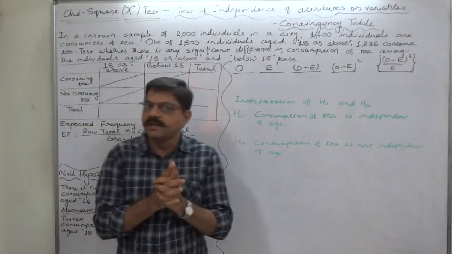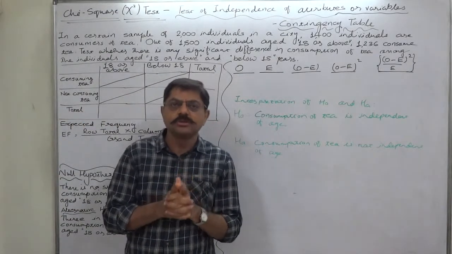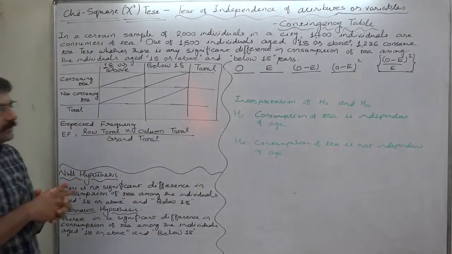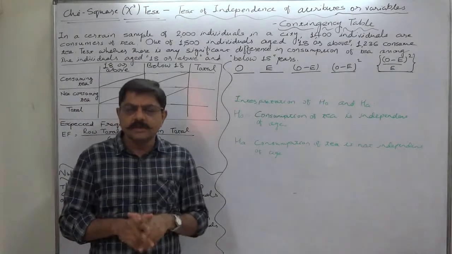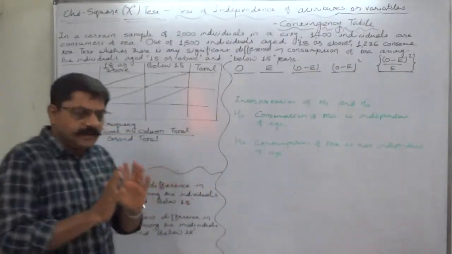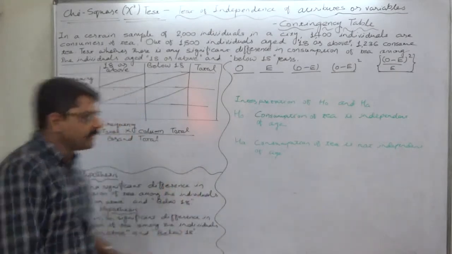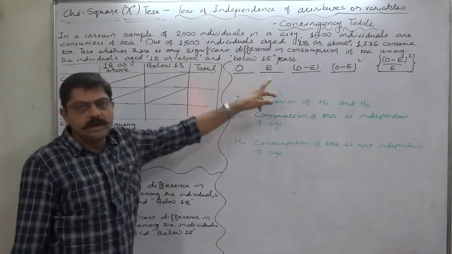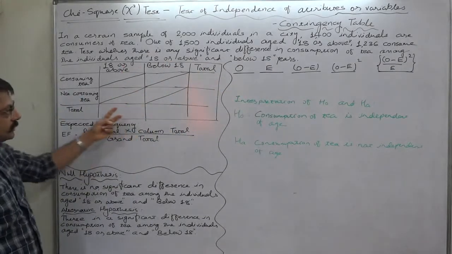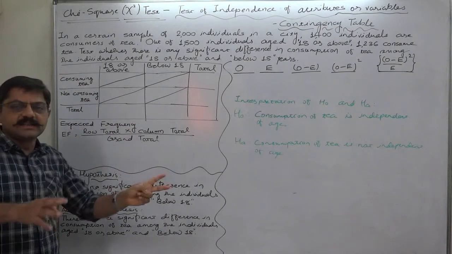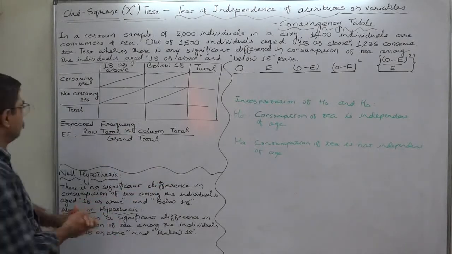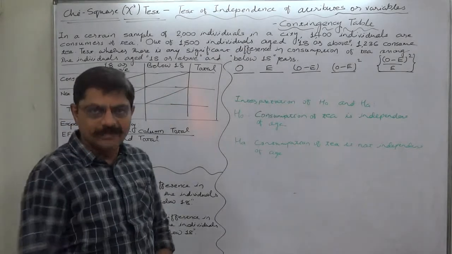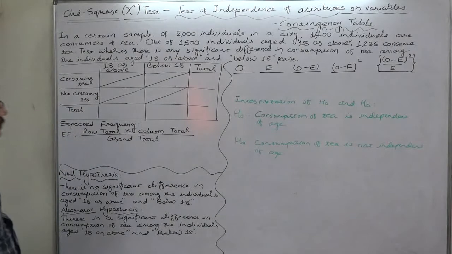Those who have already studied the topic of association of attributes will find this easier. But others who have not studied that chapter, don't worry. We are going to discuss everything. So the 2 groups, 18 or above and below 18, are 2 columns. Another characteristic, consuming tea and not consuming tea, gives again 2 rows. Technically this is called a 2 by 2 contingency table.